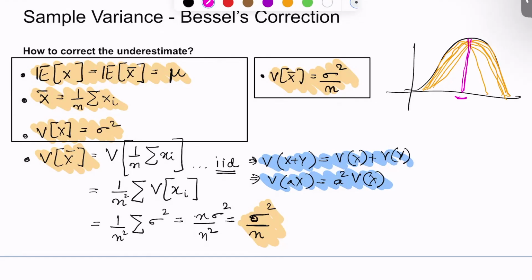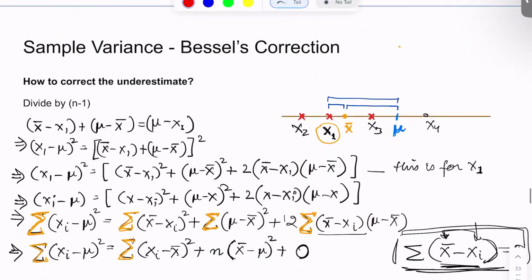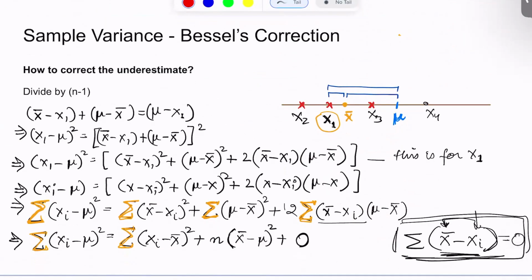So the variance is going to be very small. So as n grows, the variance of x bar, that is the sample mean, is going to be reduced. Now let's come back to our example where we are trying to calculate the variance of n when we're sampling n number of points.